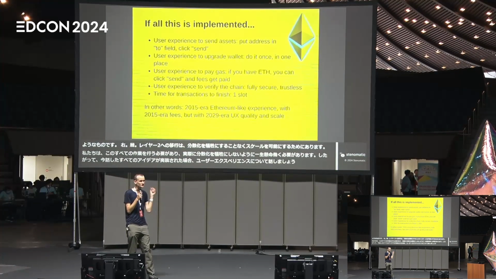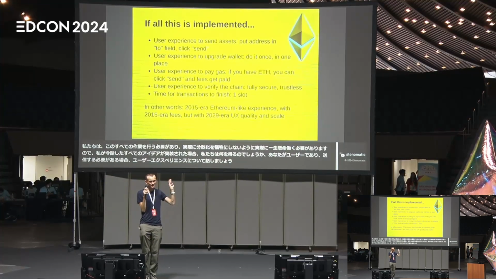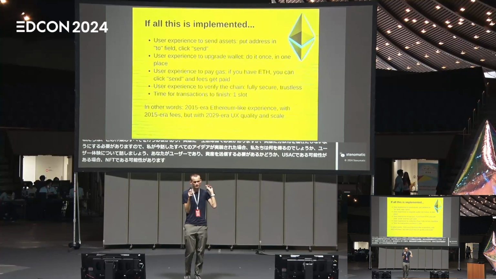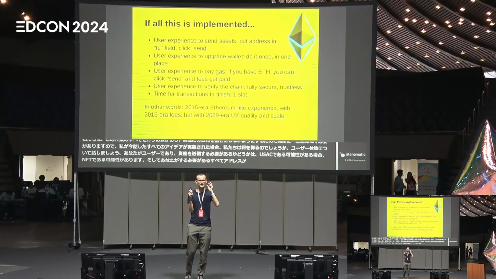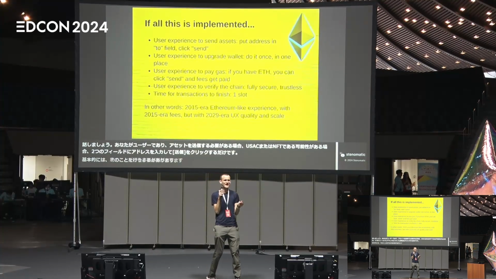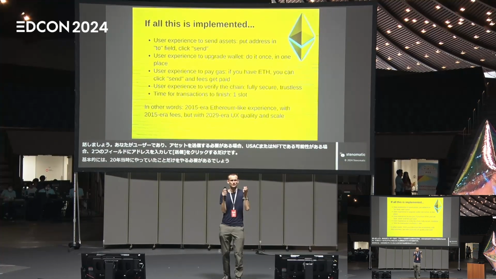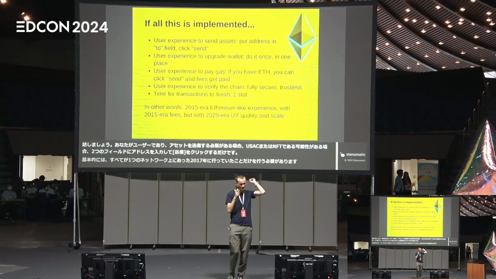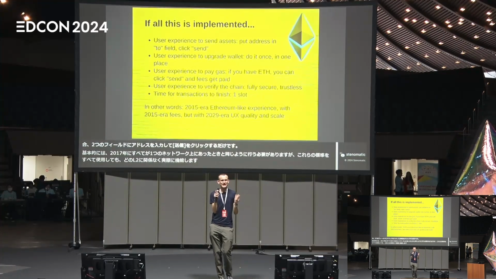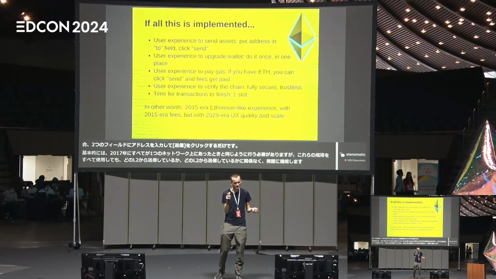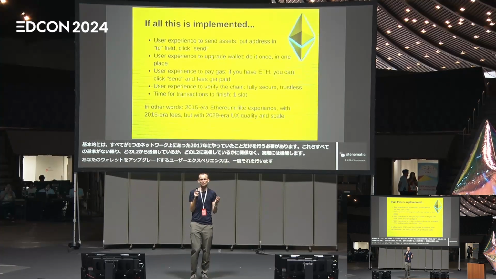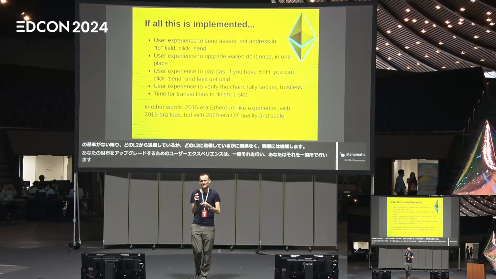If you're a user and you need to send assets, could be ETH, could be USDC, could be an NFT, then all you need to do is put an address into the to field and then click send. Basically, you would need to do just the thing that you were doing back in 2017 when everything was on one network. Except with all of these standards, it would actually work regardless of which L2 you're sending from and regardless of which L2 you're sending to. The user experience to upgrade your wallet: you do it once, and you do it in one place, and it immediately has an effect everywhere.